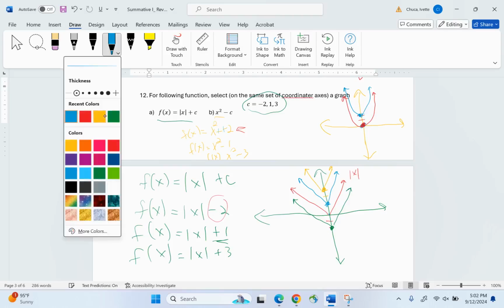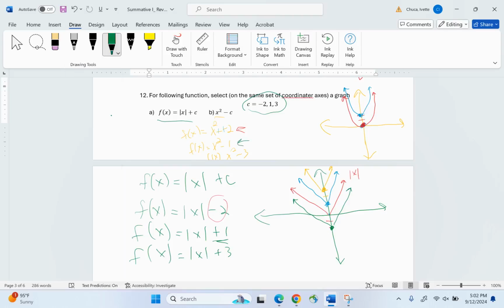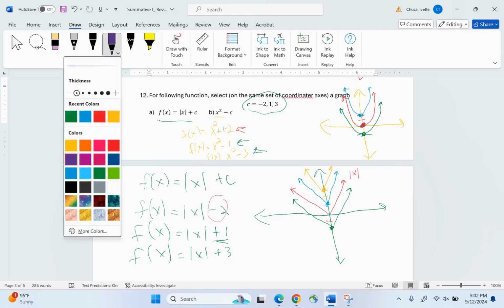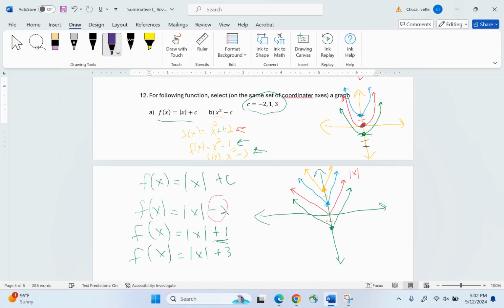And then the next graph is minus 1. So that means we'll move down 1. So that's going to be here. And then the next one is minus 3. So we're going to go down 3. So we would be at this point.